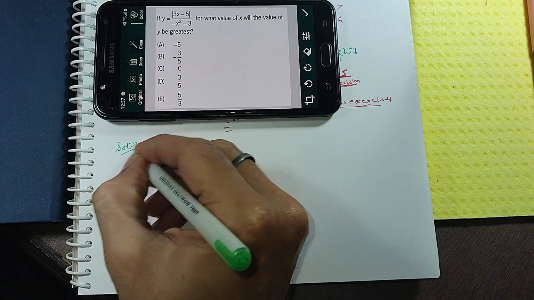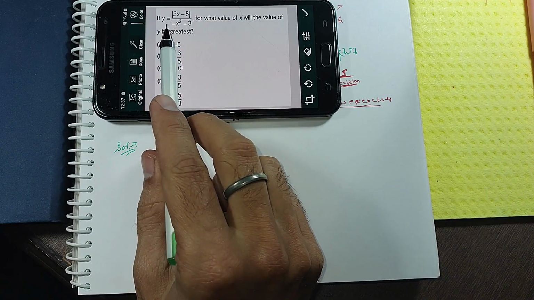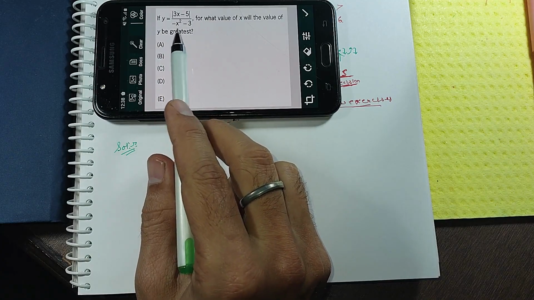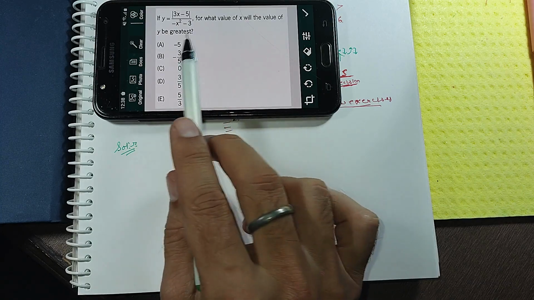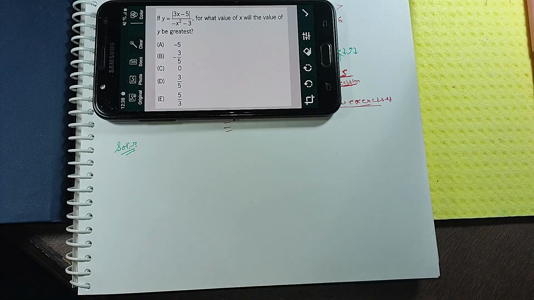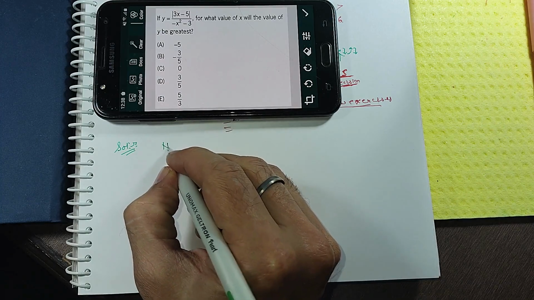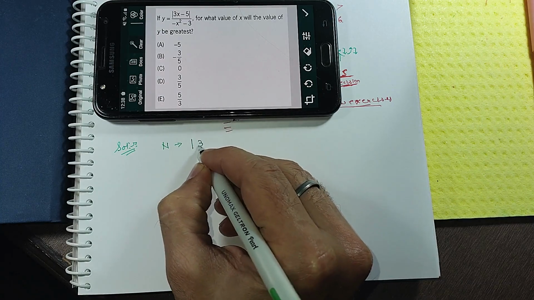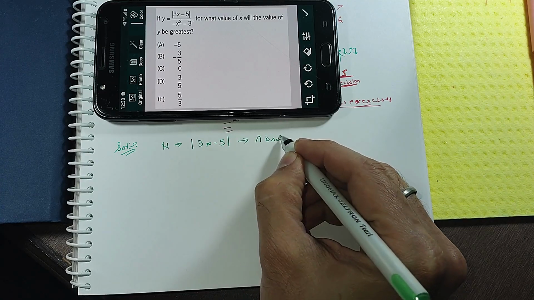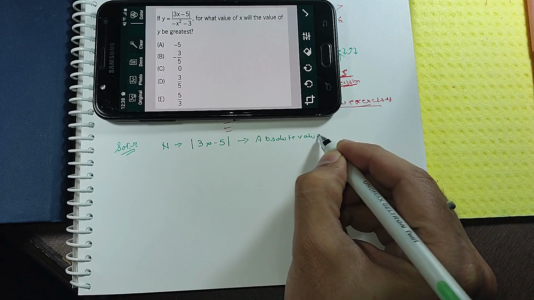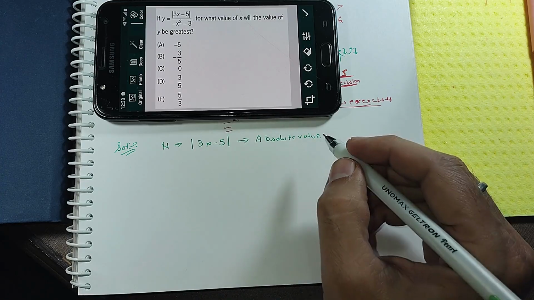First question today: if y is equal to the modulus or absolute value of 3x minus 5, divided by minus x square minus 3, for what value of x will the value of y be greatest? See, the numerator part is the absolute value of 3x minus 5. Here there is one property of absolute value: whatever the value inside, the outcome will always be greater than or equal to 0.